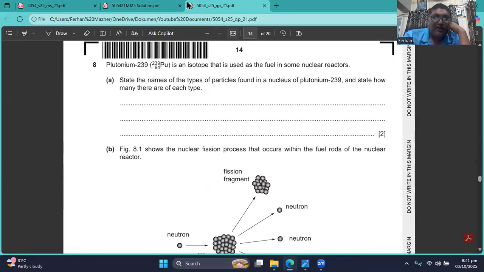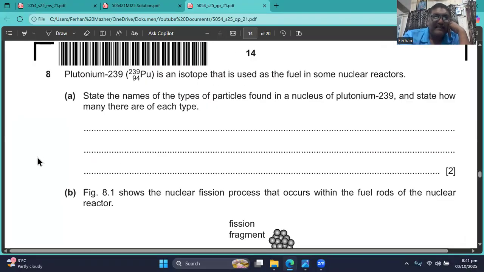Okay, so now we are on question number 8. He says plutonium-239. Plutonium-94-239 is an isotope that is used as the fuel in some nuclear reactors. Question number 8, A part: State the name of the types of particles found in the nucleus of plutonium-239 and state how many there are of each type.